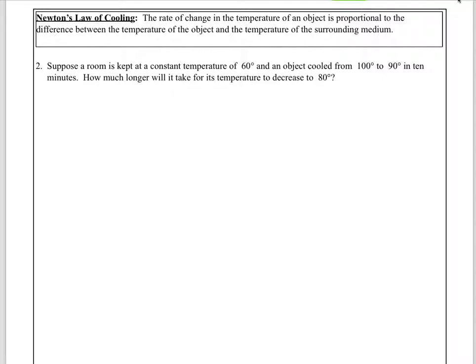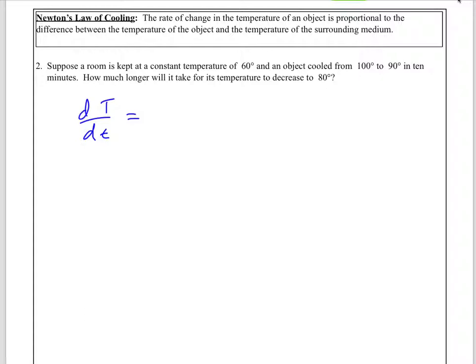So the first thing I need is a differential equation. dT over dt, with the capital T over the lowercase t. So the capital T represents temperature, the lowercase t represents time. Very good. And it says it is proportional to the difference between the temperature of the object and the temperature of the surrounding medium.